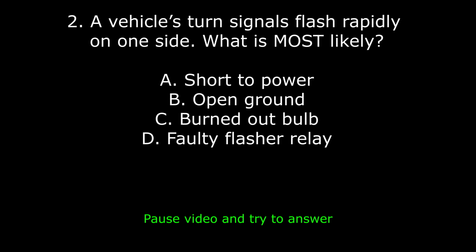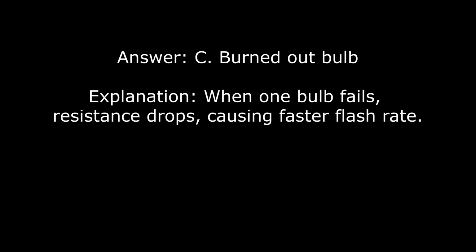2. A vehicle's turn signals flash rapidly on one side. What is most likely? A. Short to power. B. Open ground. C. Burned out bulb. D. Faulty flasher relay. Answer: C. Burned out bulb. Explanation: when one bulb fails, resistance drops, causing faster flash rate.